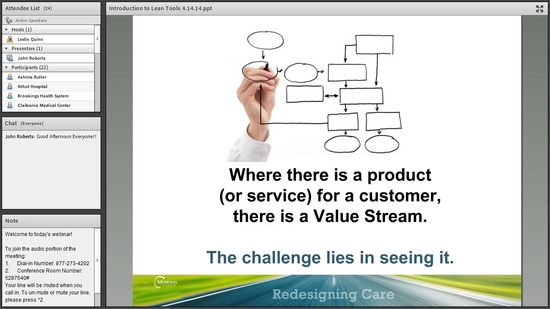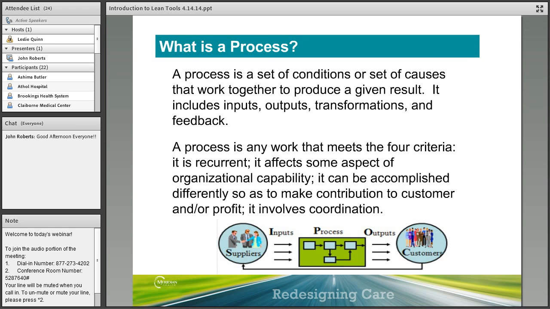Wherever there's a product or a service for a customer, there's a value stream. But the real challenge lies in how do we see it? How do we identify it? And being able to do that and look at the sequence of tasks that are involved with that particular value stream. And so value stream mapping is very, I think, beneficial to being able to look at our processes, being able to identify the steps within those processes, and then look at how that flows throughout the organization.